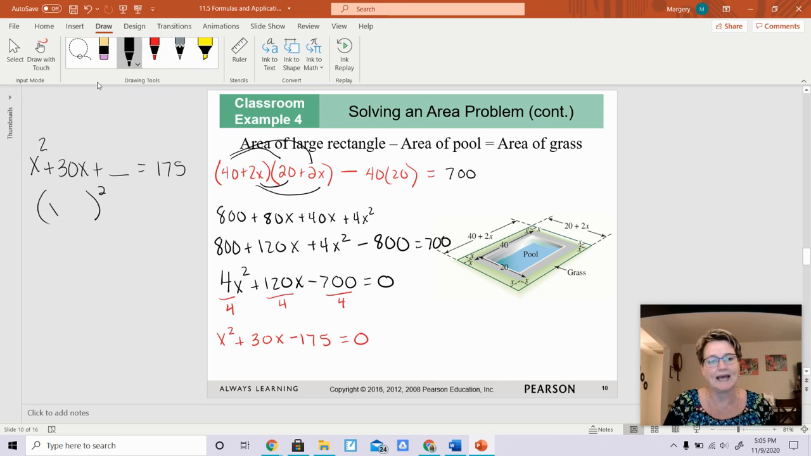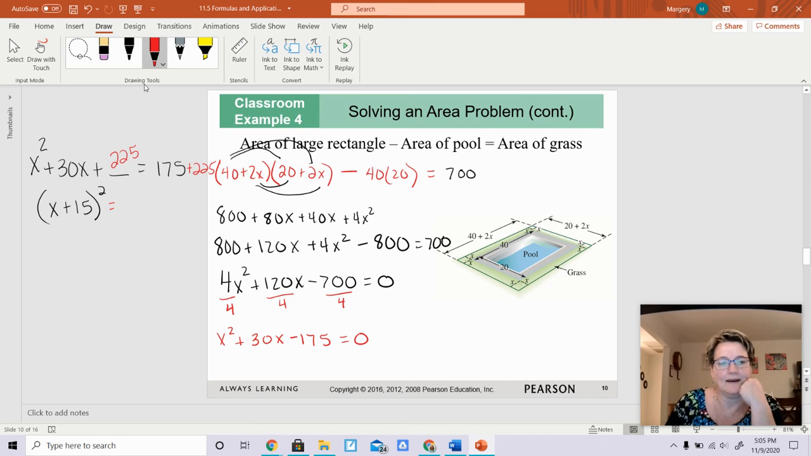My variable is x. Half of 30 is a positive 15. 15 times 15 is 225, so I'm going to add 225 to both sides. I don't like the way that looks right there, and I don't want you guys to get confused on that later, so I'm just going to go like this. Then 175 plus 225 is 400.